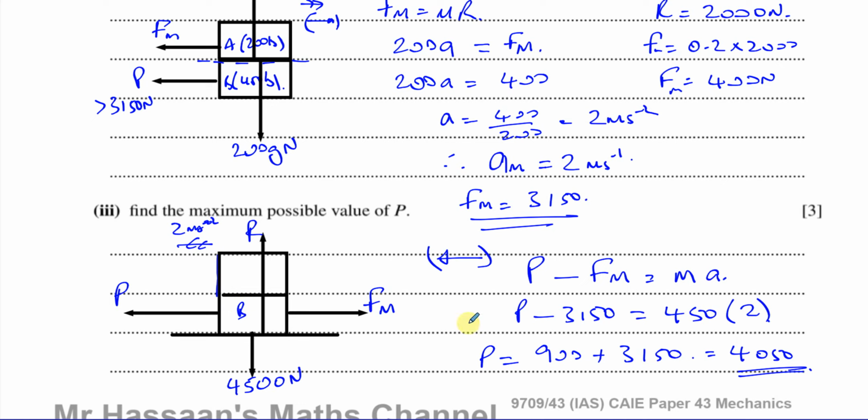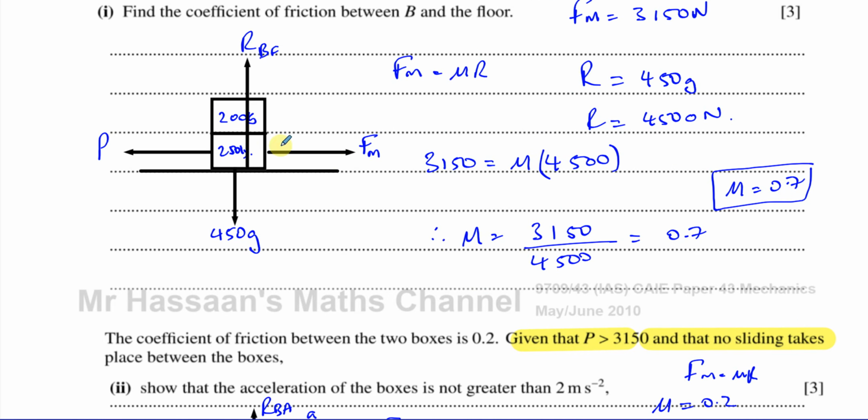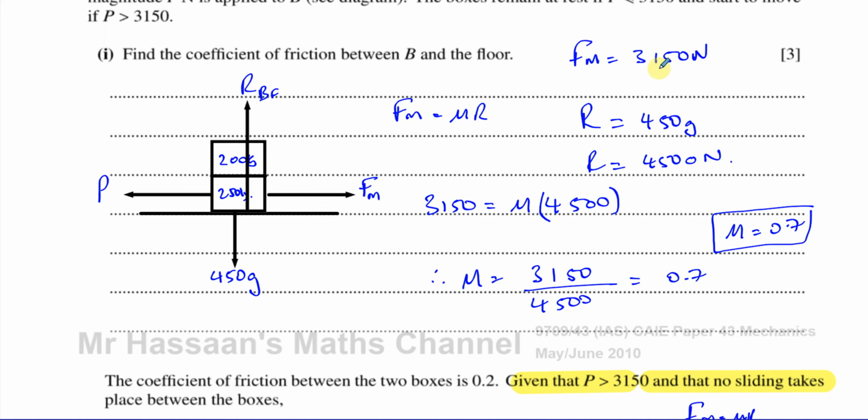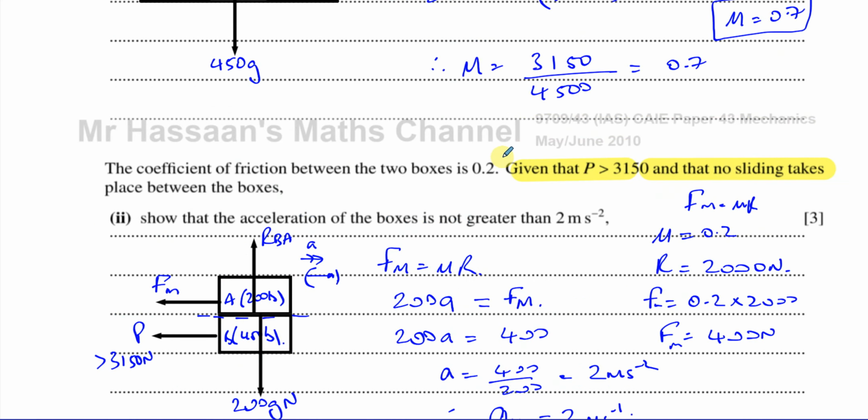So we already know that the F max, which we already worked out in the first part of the question, is 3,150. Okay, and that was because that was the maximum value of the friction that could take place. Okay, so that is the answer to that question. I hope that was clear.